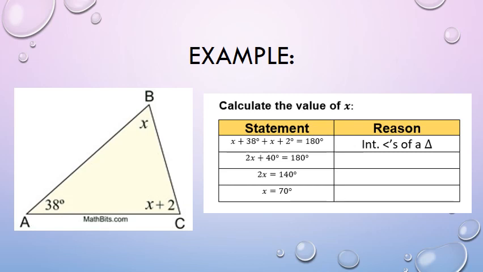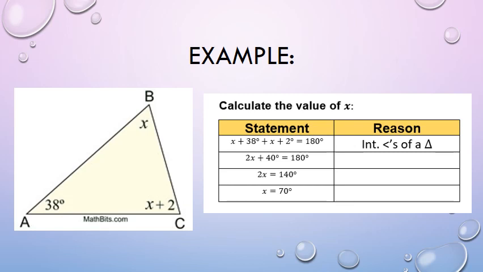For example, let's look at this one. It says one of the angles is 38 degrees, the other one is x, and the other one is x plus 2. But we know that this is a triangle and that all angles of a triangle add up to 180 degrees. So you're going to say x plus 38 plus x plus 2 is equal to 180 degrees. And your reason there is interior angles of a triangle.